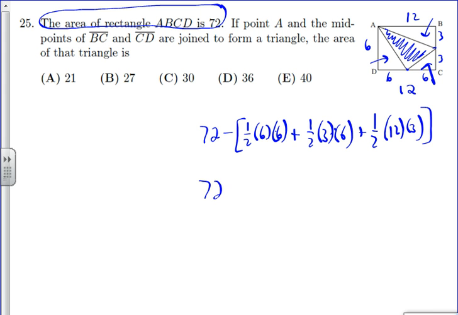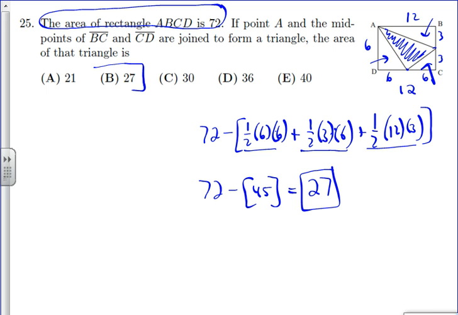If you go through and calculate what's inside here, you get 18 plus 9 plus 18, which turns out to be 45. So the answer to this question is 27. So by finding a nice example that fit the conditions, we're able to easily solve this problem.